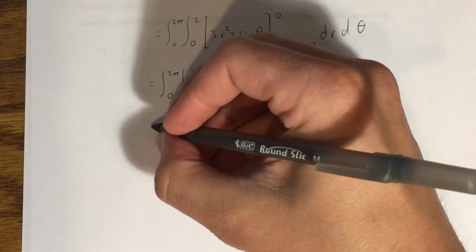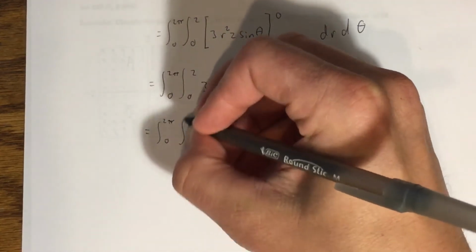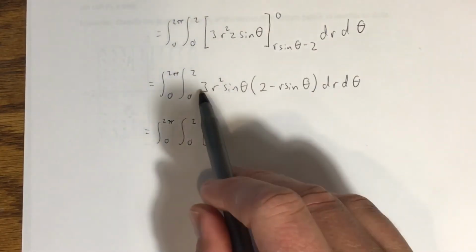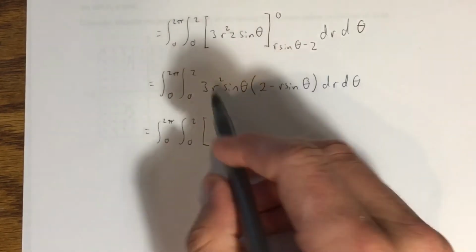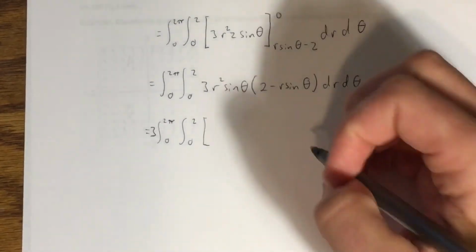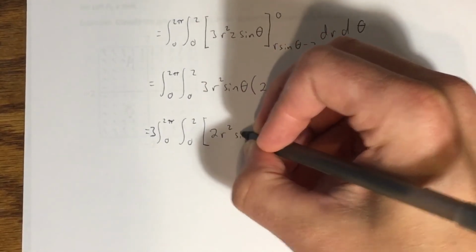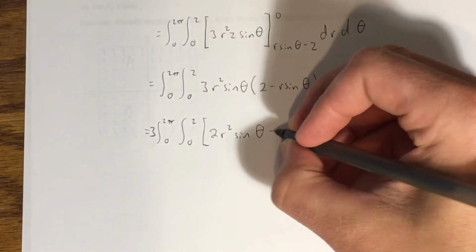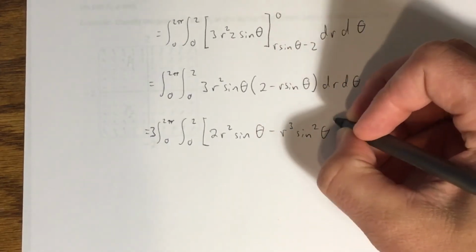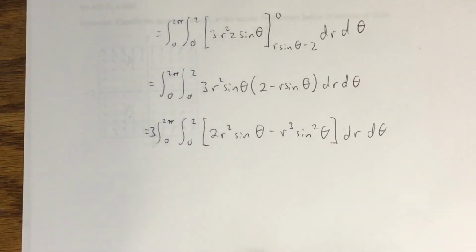So I'm going to have integral from 0 to 2 pi, integral from 0 to 2 of, okay, so if I multiply, let's actually bring the 3 out of the integral completely because it's a constant. We could do that. I'm going to have 2r squared sine of theta minus r cubed sine squared of theta dr d theta.